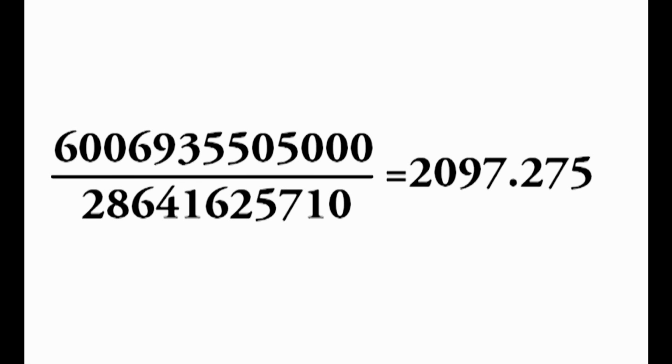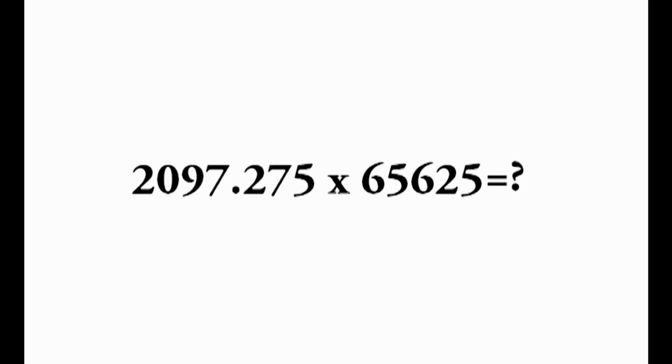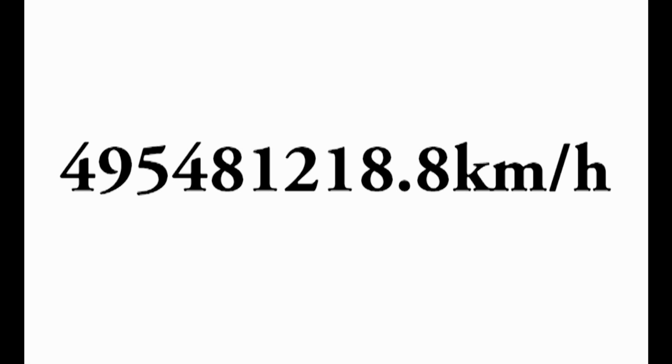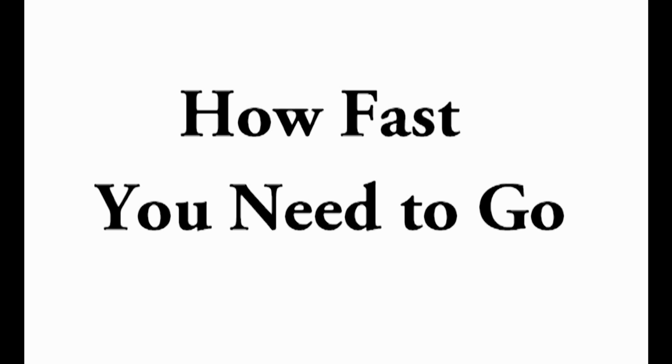Then you divide the force drag for the space shuttle by the force drag for a person, and you get 2,097.275. Then you multiply 2,097 by 65,625, which is the velocity that we calculated from the heat. After you multiply these together, you get 137,633,671.9 meters per second, which is also 495,481,218.8 kilometers per hour. And that is how fast you need to go to melt.